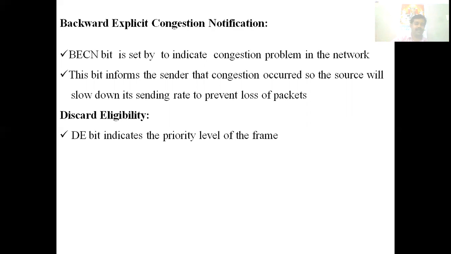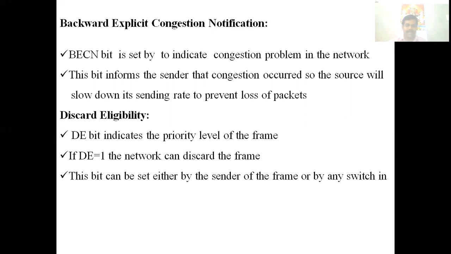Next one, discard eligibility. This discard eligibility bit indicates a priority level of the frame. If DE is equal to 1, that indicates that if congestion occurs, this particular frame can be dropped to avoid congestion. This bit can be set by either the sender of the frame or by any switch in the network.